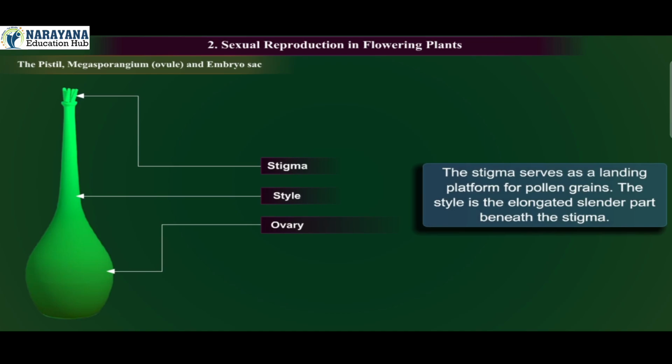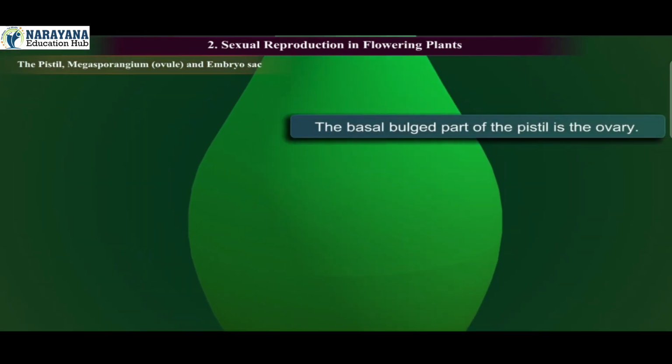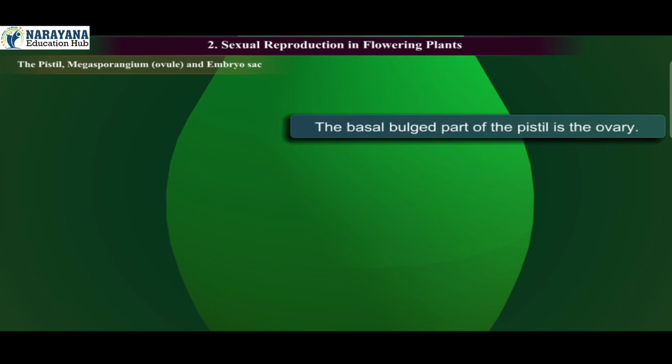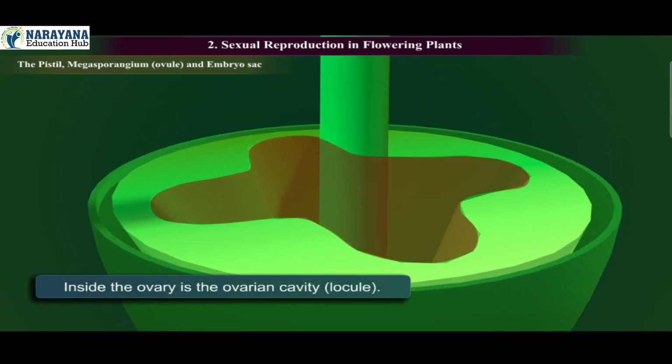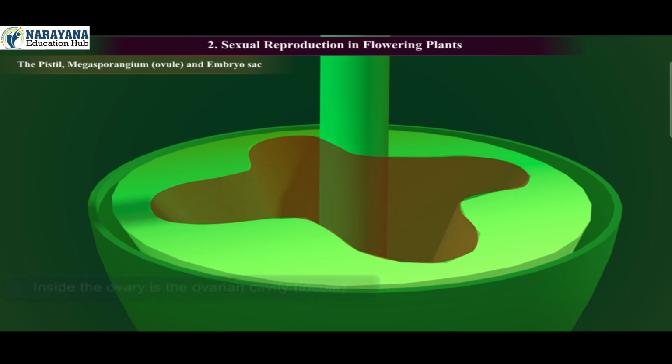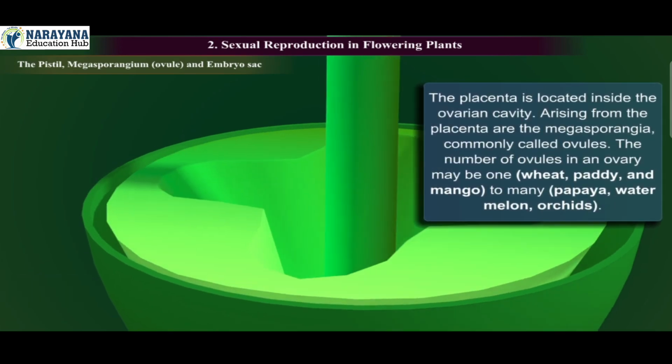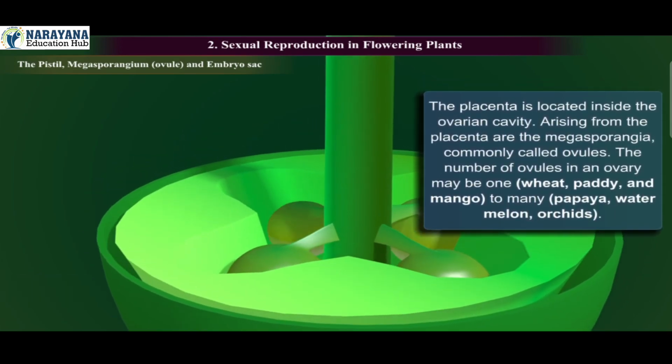The stigma serves as a landing platform for pollen grains. The style is the elongated slender part beneath the stigma. The basal bulged part of the pistil is the ovary. Inside the ovary is the ovarian cavity, that is locule. The placenta is located inside the ovarian cavity.